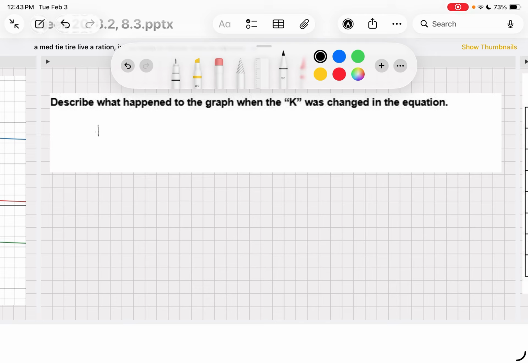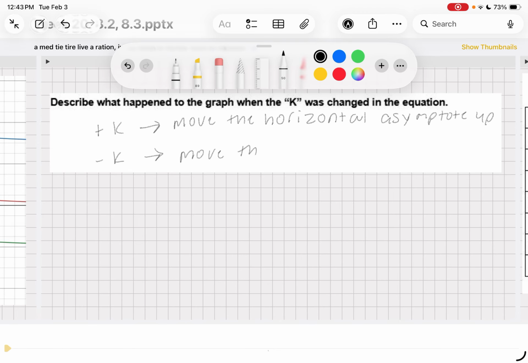So a positive k is going to move the horizontal asymptote up by however much it added. So if it added 3, the new horizontal asymptote is going to be at 3. If I subtracted k, that is going to move the horizontal asymptote down.